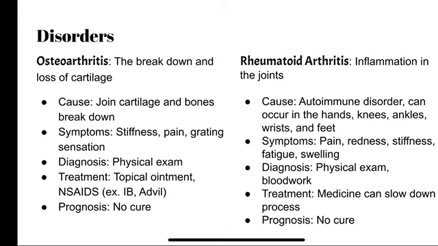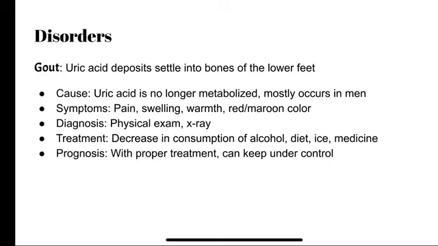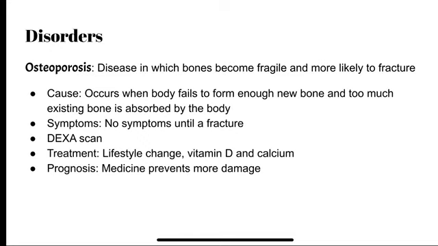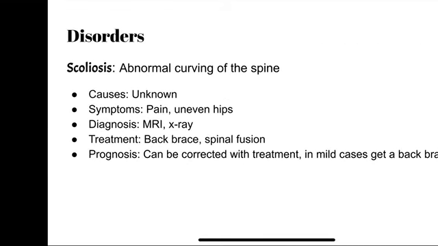Some disorders of the skeletal system are osteoarthritis, which is the breakdown and loss of cartilage. Another one is rheumatoid arthritis, which is inflammation in the joints. Gout is a disorder of the skeletal system in which uric acid deposits settle into bones of the lower feet. Osteoporosis is a disease in which bones become fragile and more likely to fracture. Scoliosis is the abnormal curving of the spine.